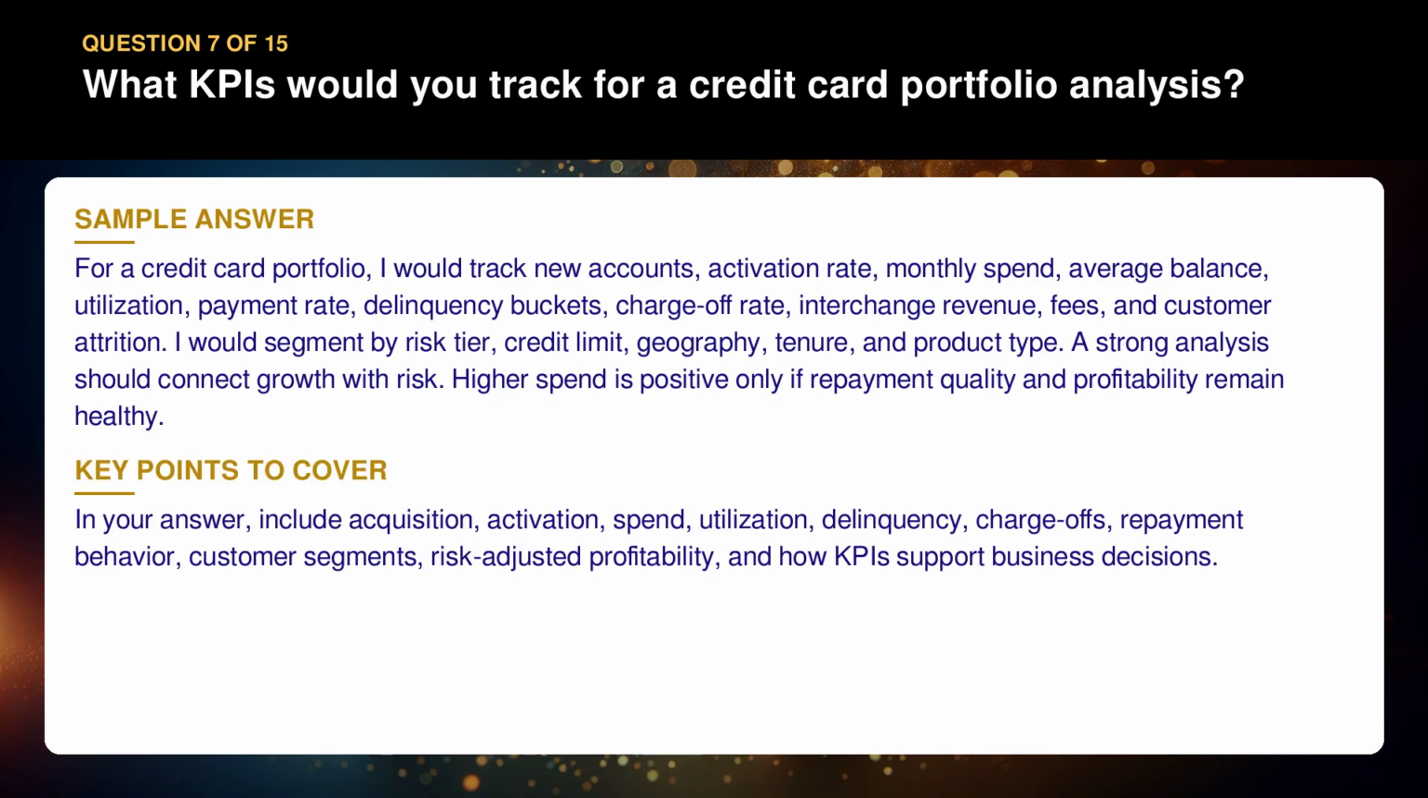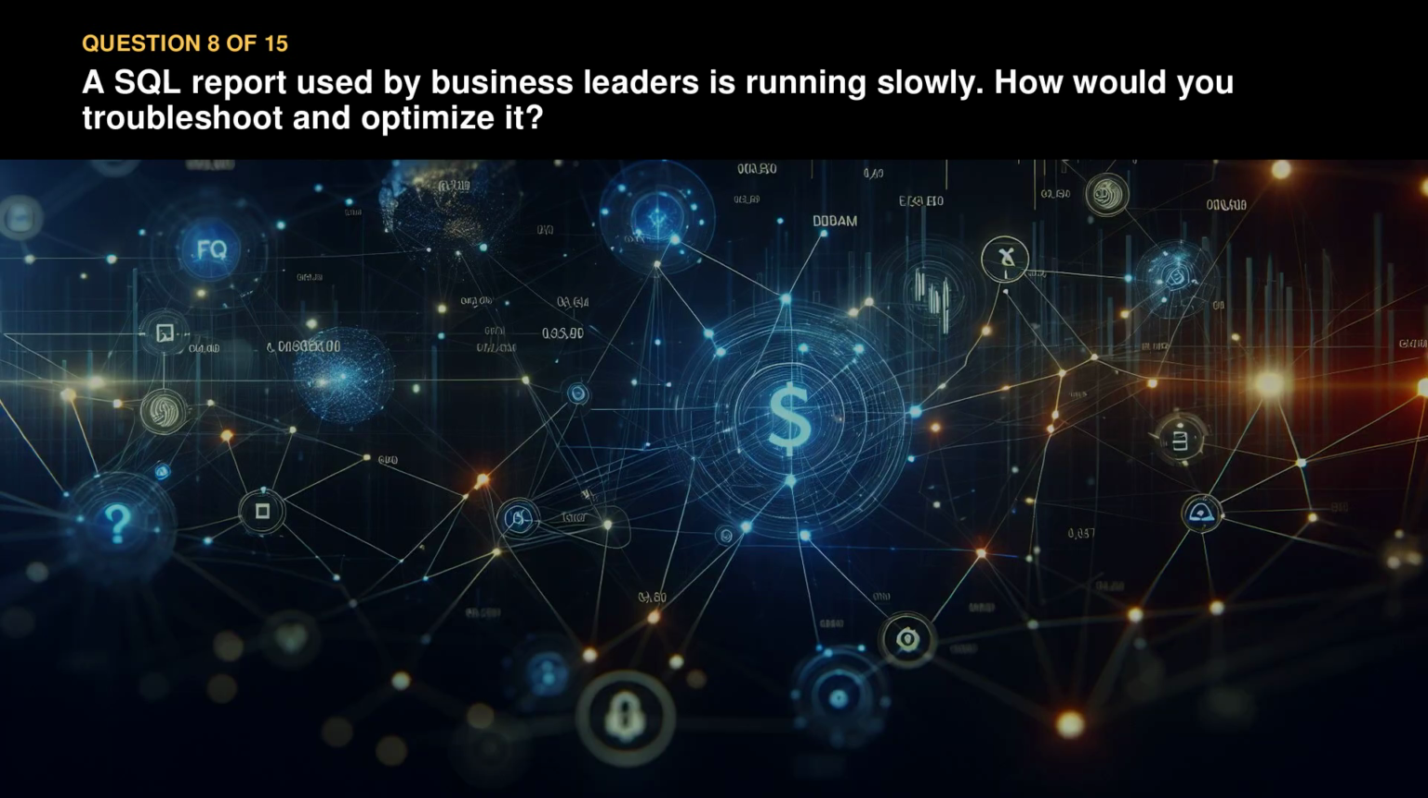In your answer, include acquisition, activation, spend, utilization, delinquency, charge-offs, repayment behavior, customer segments, risk-adjusted profitability, and how KPIs support business decisions. Question 8. A SQL report used by business leaders is running slowly.